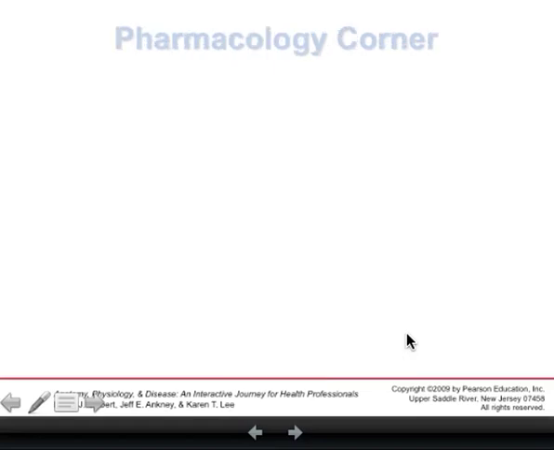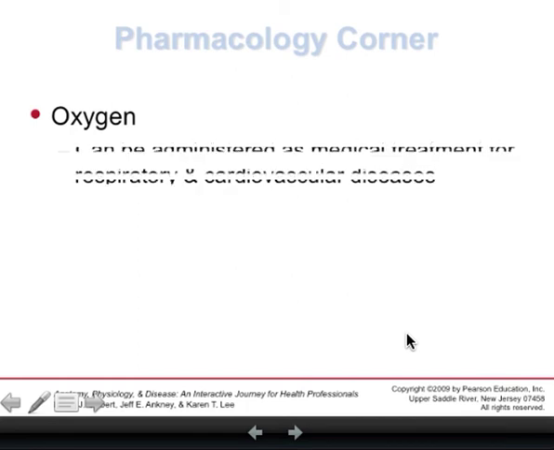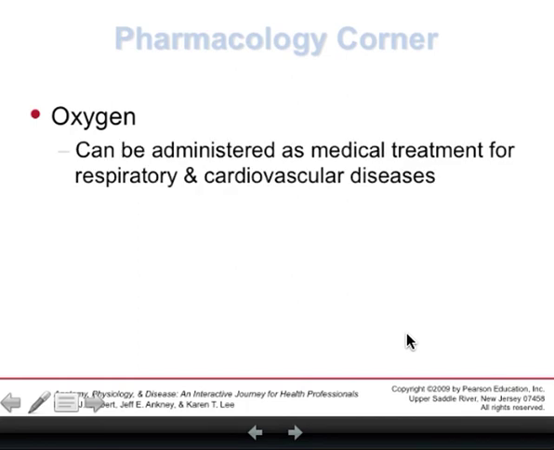Talk about some treatments for respiratory distress. Let's talk about oxygen. Oxygen, of course, is a vital component of the air we breathe. We need it, again, to produce adequate ATP in our body's tissues in order to drive life processes.